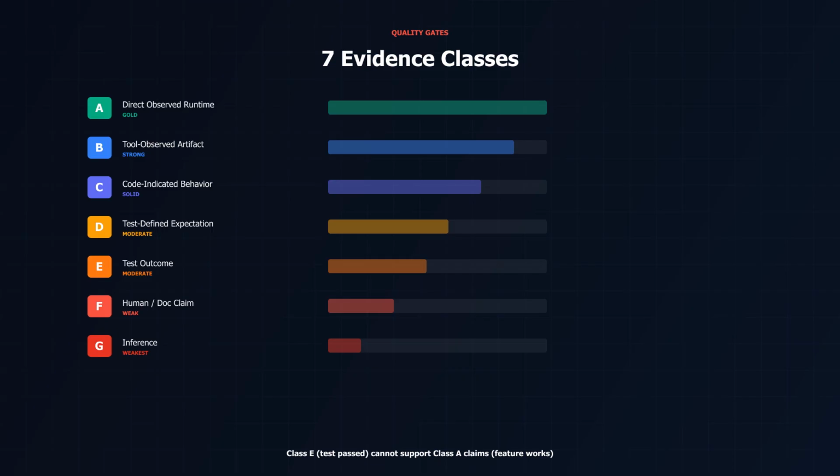If you only have test outcomes, you cannot say the feature is working. You can say it's test covered. That distinction prevents downstream agents from building on false premises. It's epistemic accounting, and it's mechanical.